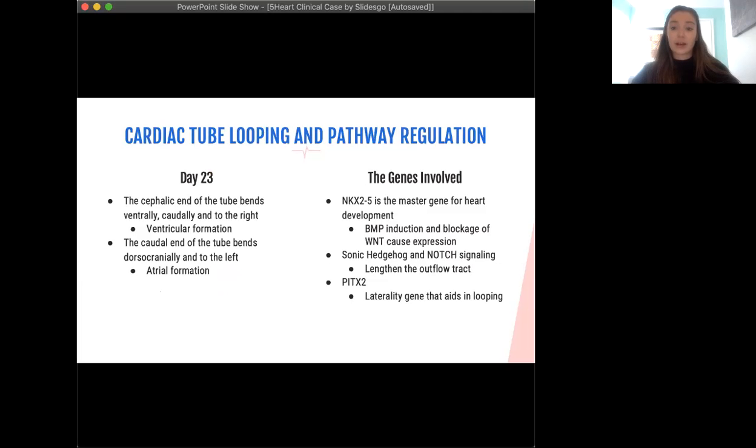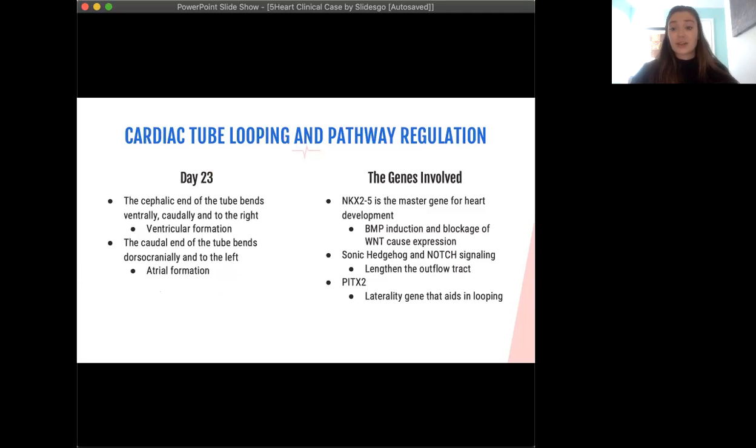So once the cardiac tube forms, it will begin to loop around day 23. The cephalic end will bend ventrally caudally into the right, and this is how the ventricles are formed. The caudal end will bend dorsocranially into the left, so this is how the atria are formed. And if we think about the normal configuration of a heart, then this makes sense because the atria are, at least the left atrium is, posteriorly on the diaphragmatic surface of a heart.